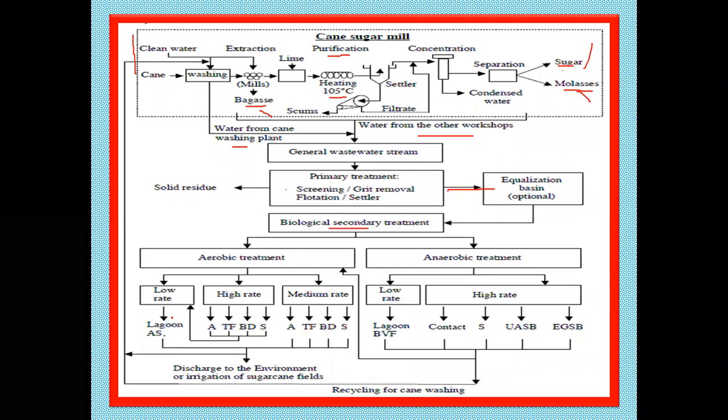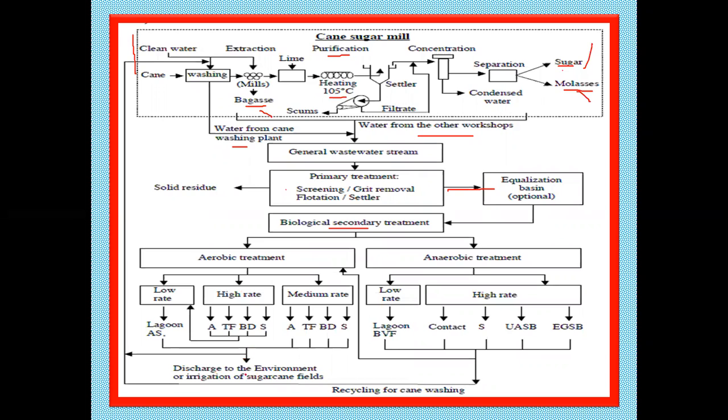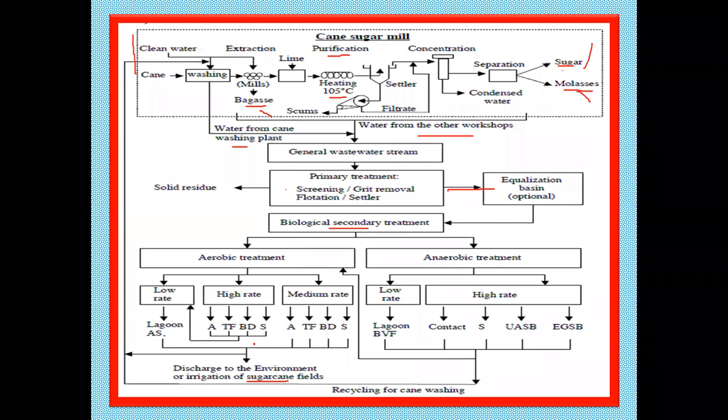So in the details even avasram ledu, meeru జస్ట్ లైన్ డయాగ్రామ్ ఇట్లా వేసేసి anaerobic ప్రాసెస్ జరుగుతుంది. Anaerobic process without presence of oxygen, aerobic with presence of oxygen. So like this, finally the water is treated. So once the water is treated, what happens? Discharge to the environment or irrigation of sugar fields. So once the water is effluent and treated water.